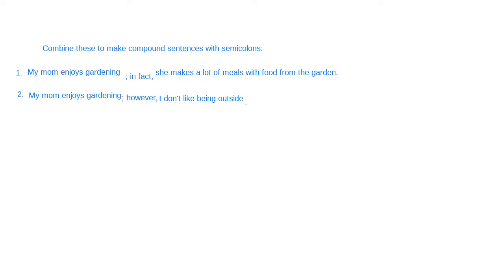Okay, what do you guys think? She's asking, is it okay to put a transition word at the end of the sentence? Because here the example for number 2 is, my mom enjoys gardening. However, I don't like being outside. So what if you say, my mom enjoys gardening. I don't like being outside, however. So I was just thinking, can you put it at the end or in the beginning, or is the transition word always in the middle?